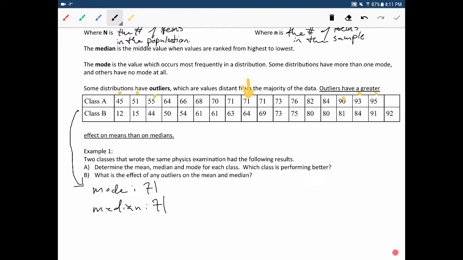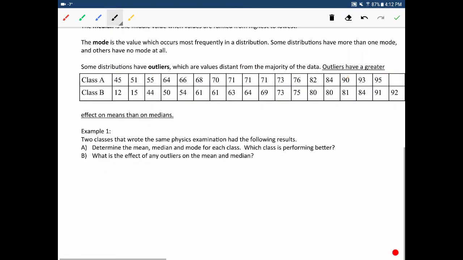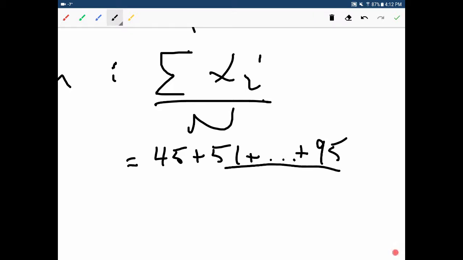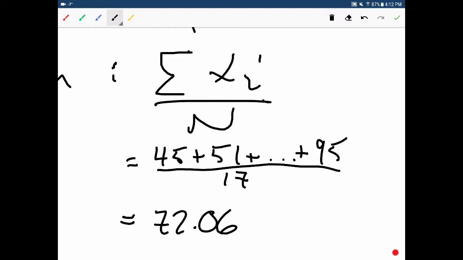To do the mean, we take the sum of every piece of data and divide it by n. That is equal to 45 plus 51 plus and so on, plus 95. We'll start at the bottom and go all the way to the top. And we divide by the number of pieces of data, which in this case is 17. That gives us 72.06. So there's our mean.